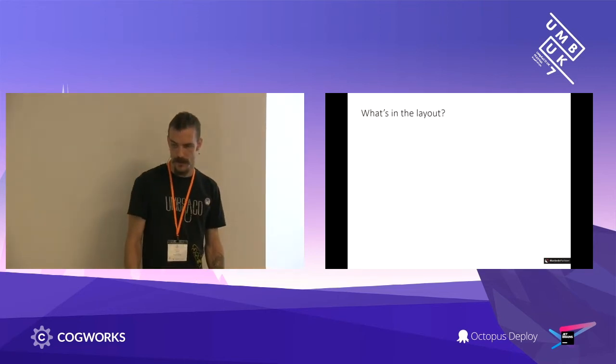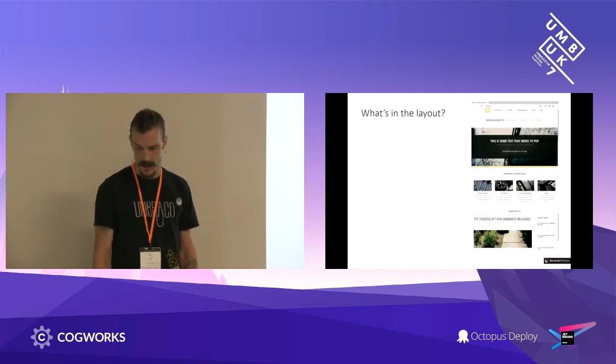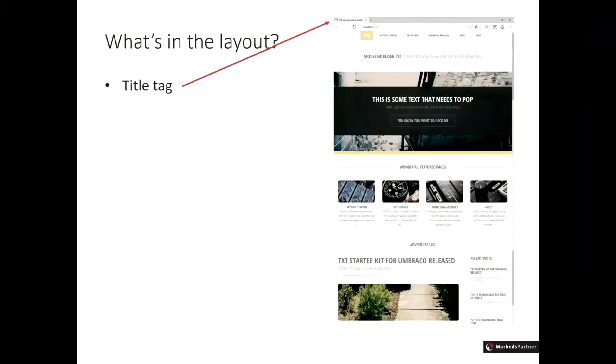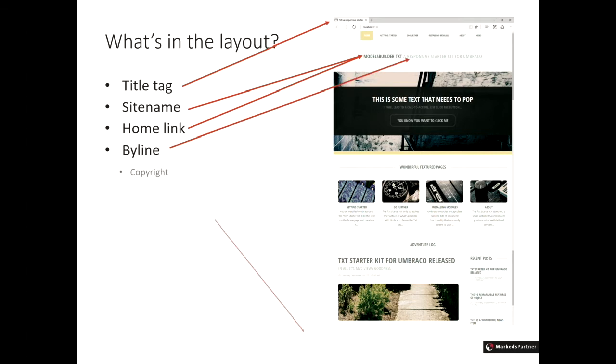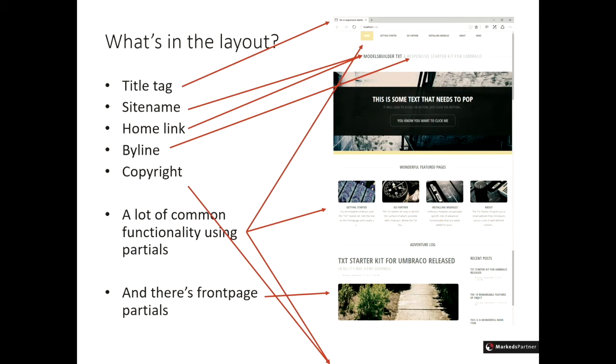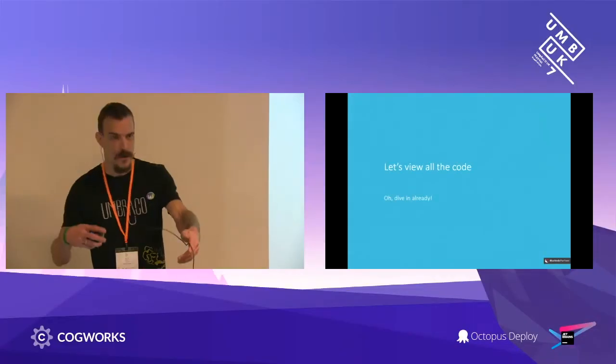So now let's have a look at what we will dive into with code. We've got a big layout for this site, and it starts with a title tag, and there's a lot of common stuff here that we have to figure out how to do with both approaches. We've got the title tag, that's obviously an important one, site name and home link, byline, copyright way down there. And there's a lot of common functionality that we can provide using partial views in all of our views and the layout. And there are some front page partials over there. So without further ado, let's dive into the code.